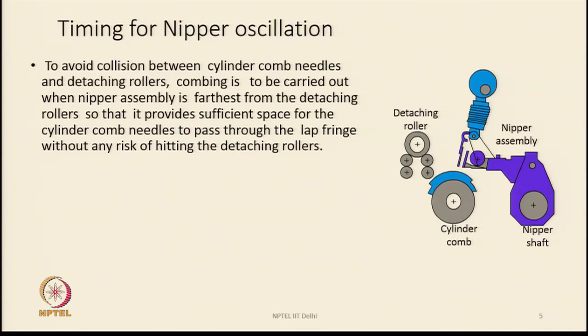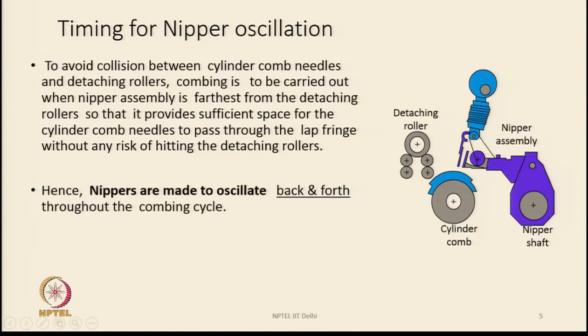In the diagram which you see here, the detaching rollers are placed here and the nipper assembly is here. So, the assembly keeps on moving backward and forward, and the cylinder comb is placed in between.